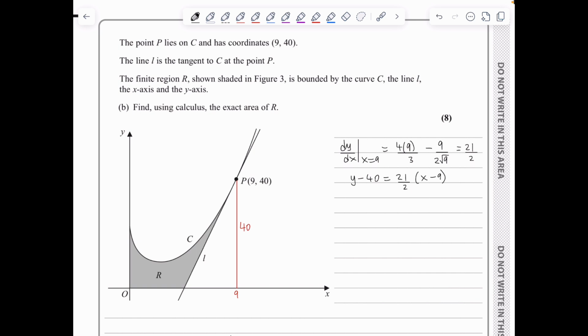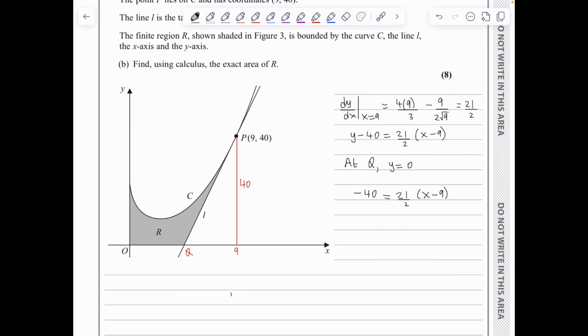And I will call this point here Q. So at point Q, y is 0. It's a cut on the x-axis. So let me write this down. At Q, y is 0, leading to minus 40 is 21 over 2 brackets x minus 9. Well, I will cross multiply to get minus 80 is 21x minus 189, leading to 109 is 21x. So the x coordinate of point Q is 109 over 21. So I will write this down here.